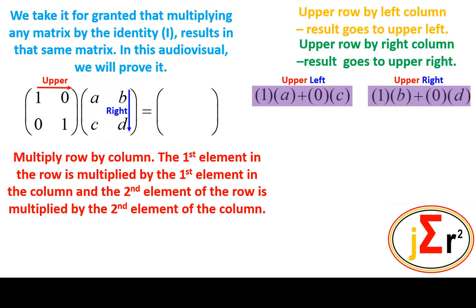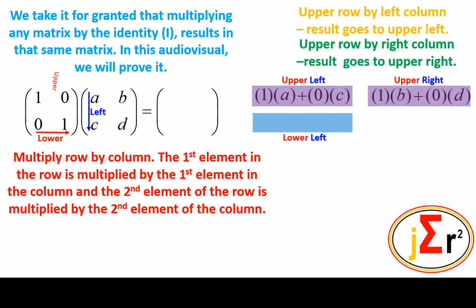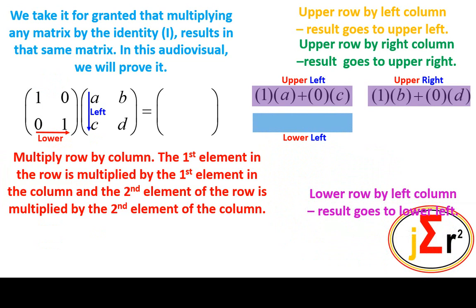Then we will go to the lower row. We are finished with the upper row. The lower times the left, the answer goes to the lower left. And of course it's going to be, as usual, first times first, second times second. The first is 0 with A, and the second is 1 with C.